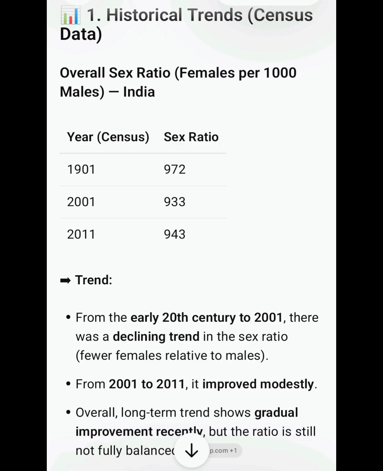The next one, historical trends. Census data, overall sex ratio, females per 1000 males in India. If you see, in 1901 it was 972 and in 2011 it was 943. What is the trend? From the early 20th century to 2001, there was a decline in the sex ratio, with fewer females compared to males, and between 2001 and 2011 it improved moderately and gradually. The overall long-term trend shows a gradual improvement recently, but the ratio is still not fully balanced.